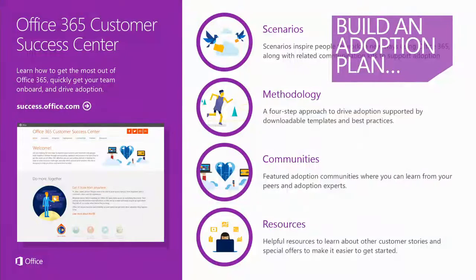So let's give them some resources, Richard. First and foremost, the number one thing you can go to today, on your phone even now, is success.office.com. There are so many adoption templates there. They have scenarios. They essentially have a framework.